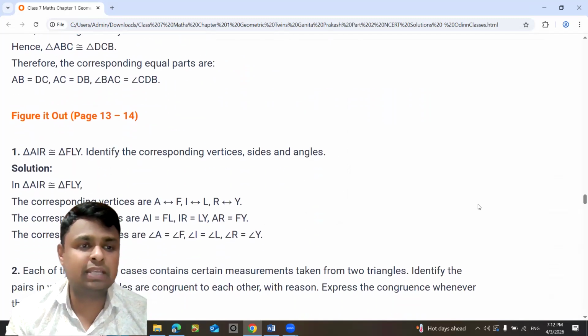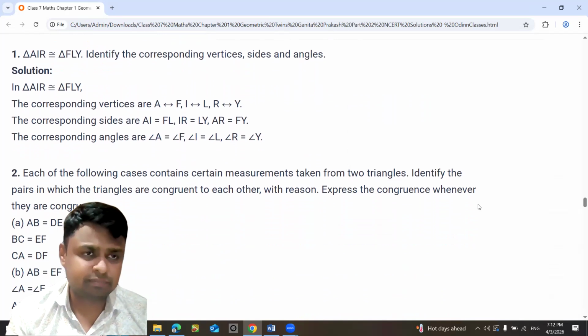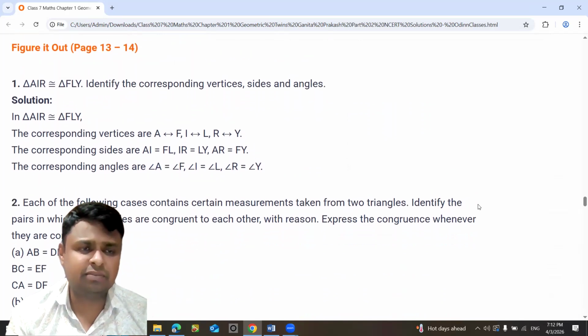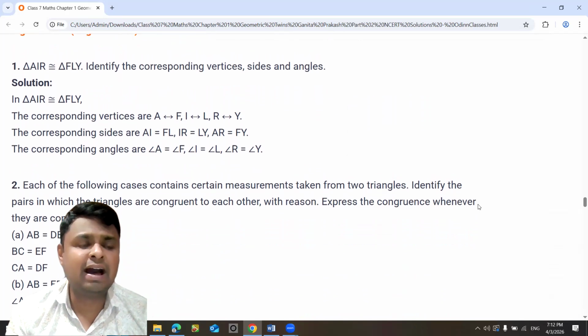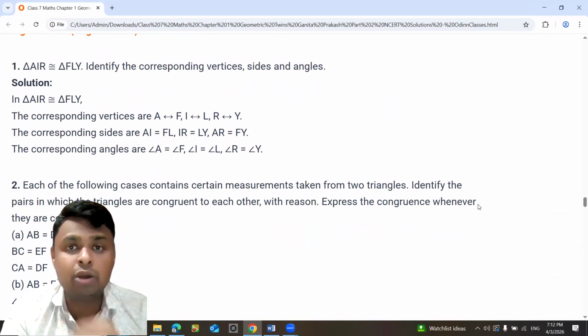Now, let's go to the next question. Figure is given. Figure it out, page number 13 and 14. Triangle AIR is congruent to FLY. So identify the corresponding vertices. I told you how to do it.